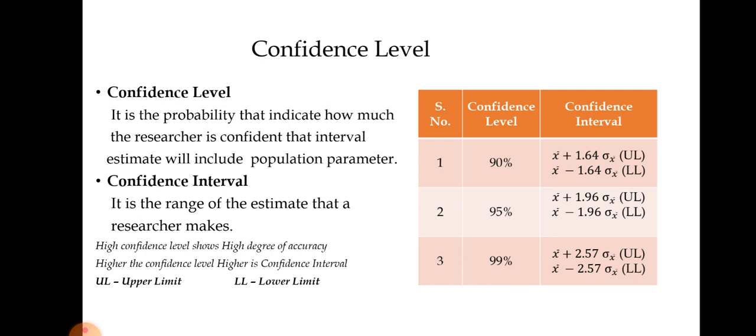So what is a confidence interval? It is the range of the estimate that a researcher makes. In a confidence interval, we estimate a range, meaning plus or minus. We set a tolerance limit. So if the confidence level is 90%, then the confidence interval will be the mean plus 1.64 times the standard deviation, that is the upper limit, and the mean minus 1.64 times the standard deviation, that is the lower limit. We set a range equally on the negative side as well as the positive side. In other words, we set a tolerance level of how much the value will vary on both sides.